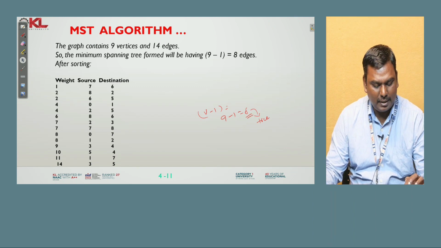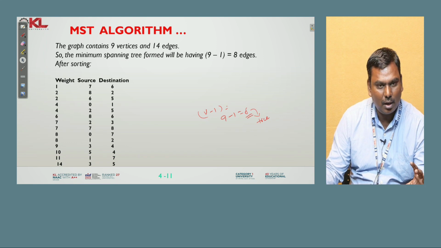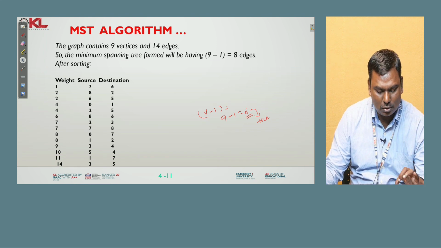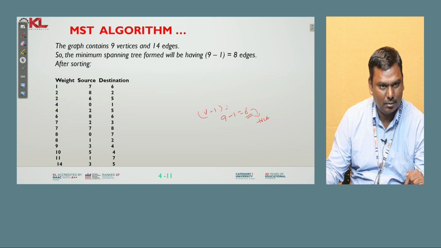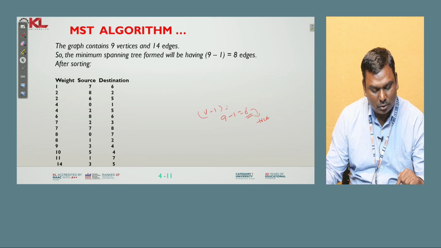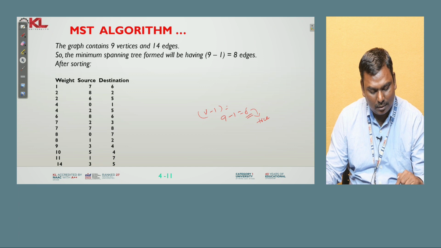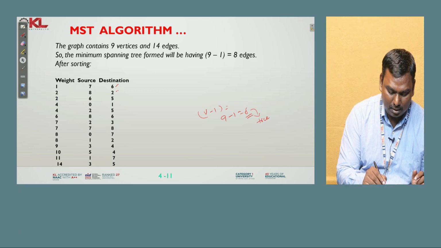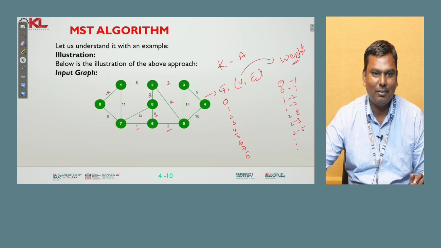So here are the weights and source to destination. Weight 1 or cost 1 is source 7 to 6. Okay, weight 2, that means cost 2. So the source is 8 to 2 and 6 to 2. These are from the previous graph.